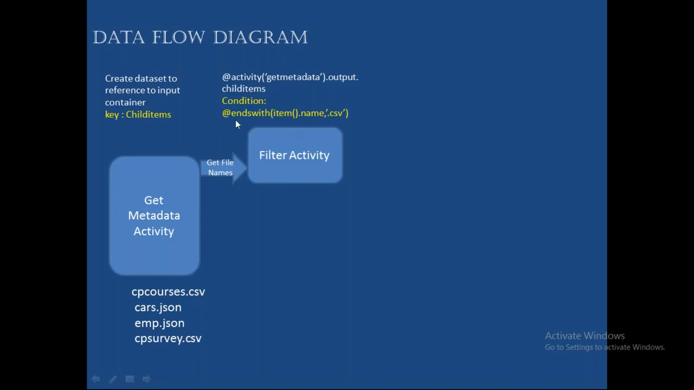Okay, so in these child items, you need to filter, and the condition I am writing here is: whatever file names end with .csv, only those files I need to filter out. See, ends with, I will check each file name. Whatever files are ending with .csv, those files I will send to my result: cp process.csv, cp survey.csv. Okay, these two are the CSV files.